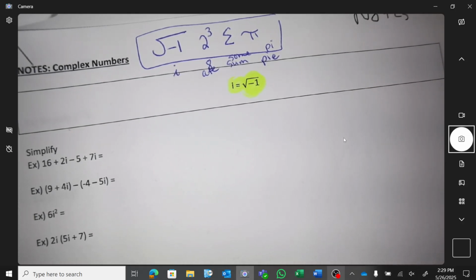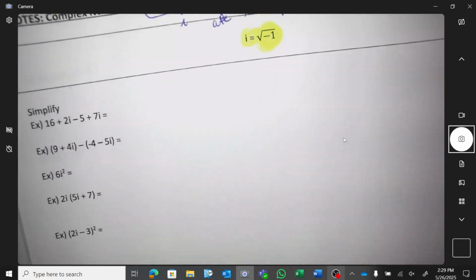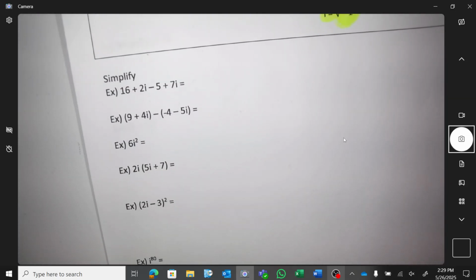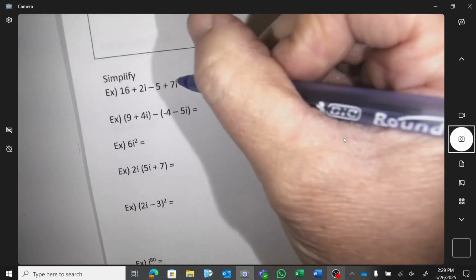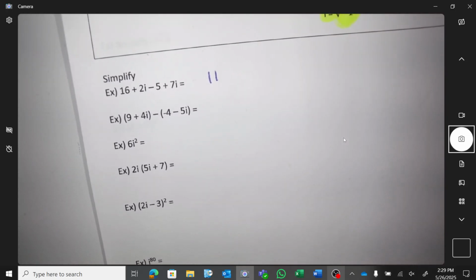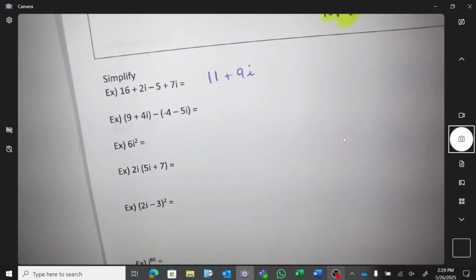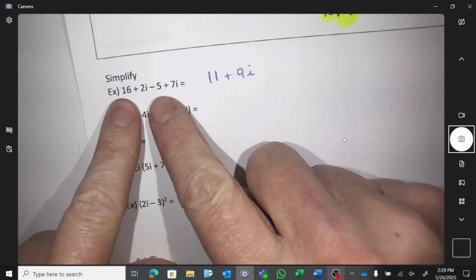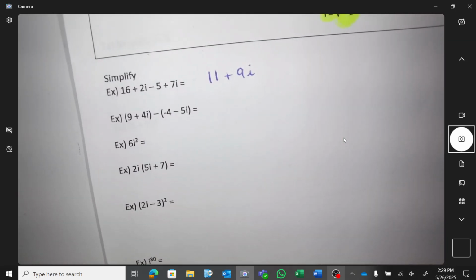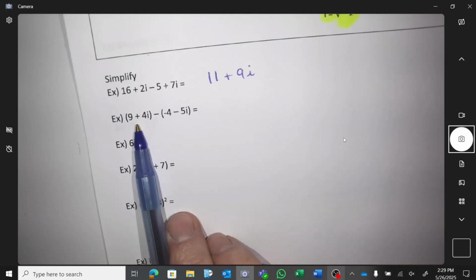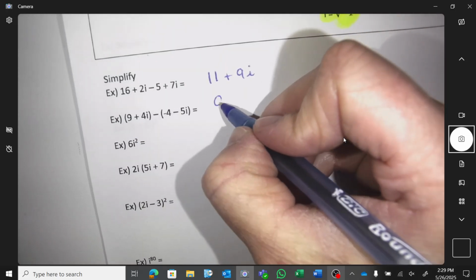So here's the deal. Example 1, simplifying. In this one, you can only do the real numbers with the real numbers, imaginary with the imaginary, so it will be 11 real numbers and adding 9 imaginary numbers. I can combine those together. They're like terms, and these are like terms. Do brackets change anything in the front? No. So 9 plus 4i.